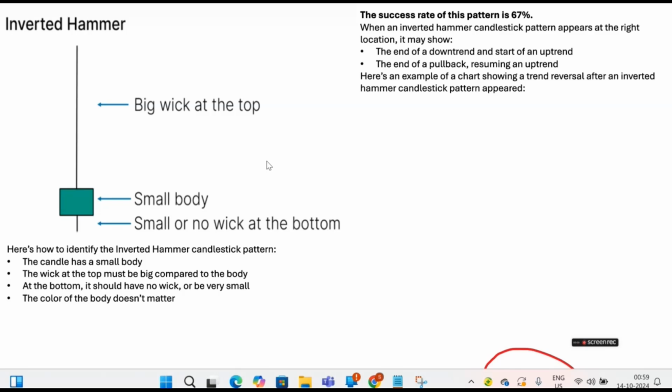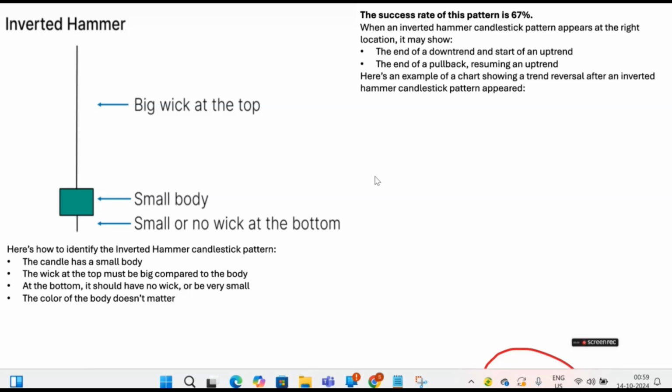Next one we have is the inverted hammer. Now don't be fooled by the name. This is also a bullish signal despite being inverted. It looks kind of like a regular hammer but with a long wick on the top. This pattern can pop up at the bottom of a downtrend, hinting that buyers are starting to take charge. So when you spot this pattern, keep your eyes peeled for a potential trend shift.